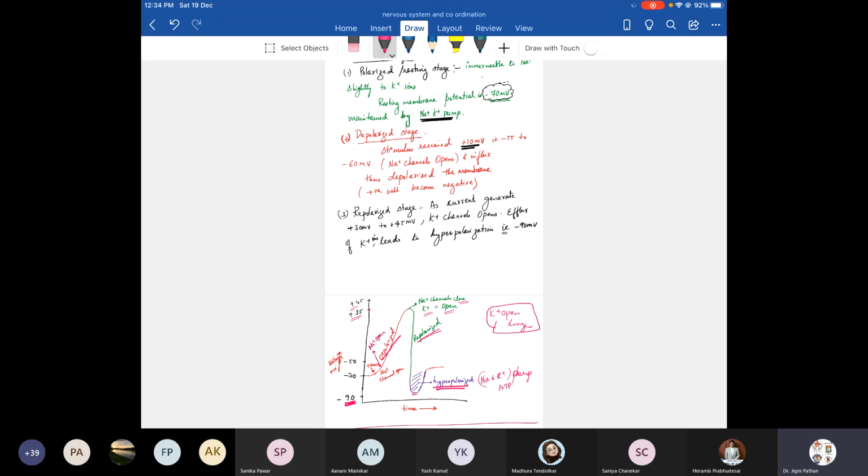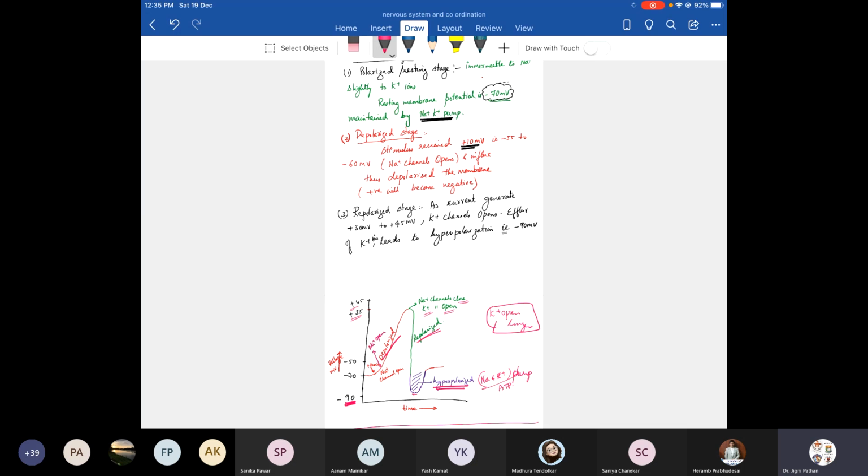After it reaches there, the sodium channels close and potassium channels open. After potassium channels open, what will happen? Potassium ions move from ICF towards the ECF, so that the potential can come from plus 35 to minus 70. But since potassium channels stay open for a longer time, more and more potassium goes out and it reaches minus 90 millivolt. But our aim is to get to minus 70, which is the resting potential. The purple color, that minus 90 stage, is called the hyperpolarized state.